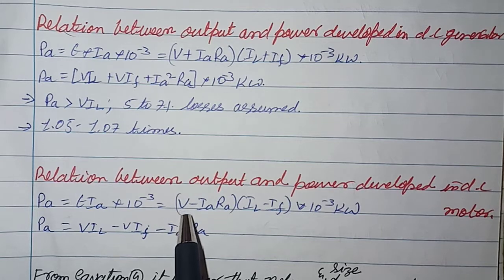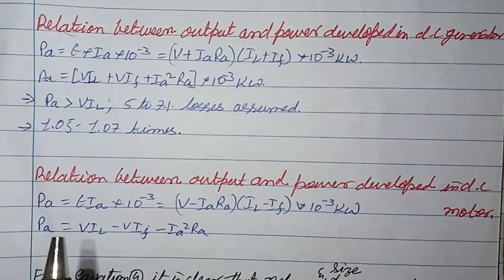So EA here, since it's a motor, we have V minus IA RA into IL minus IF. Okay, so the basic equations, into 10 raised to minus 3. Okay, so PA is equal to V into IL minus V into IF minus IA square RA. Here also the power developed.